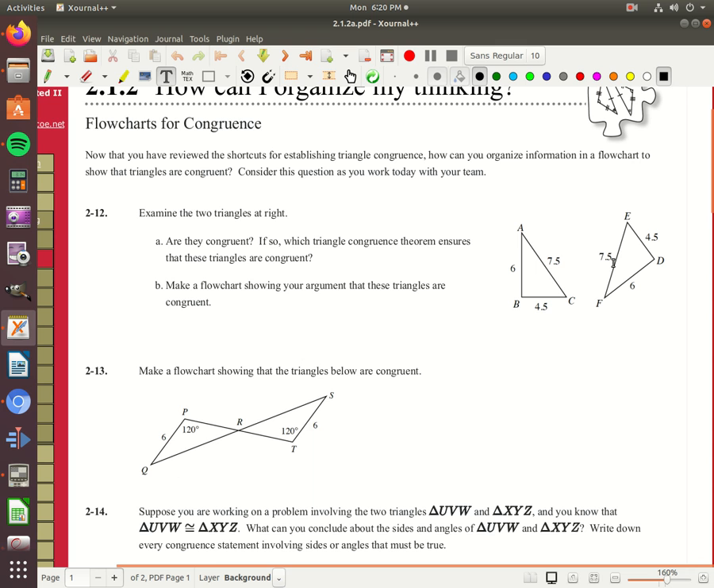Are these triangles congruent? Well, to me, it looks like they have all three of the same side lengths, which would mean that side congruence is probably true. So we get off to a pretty easy start. So I'd say yes, they are, because of side congruence. Now it says make a flowchart showing your argument that these triangles are congruent.